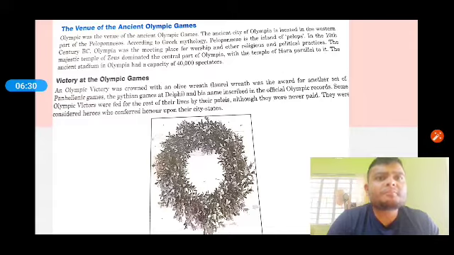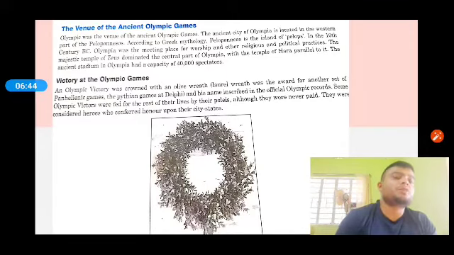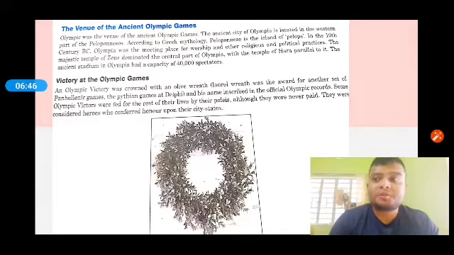The majestic temple of Zeus, the Greek god, dominated the central part of Olympia, with the temple of Hera parallel to it. The ancient stadium in Olympia had a capacity of 40,000 spectators. So 40,000 people could go and watch the games at once. So it had a seating capacity for so many people.